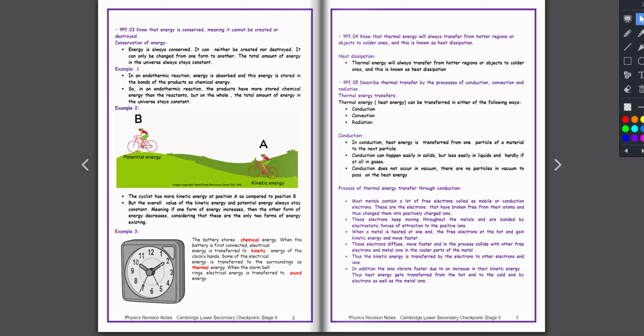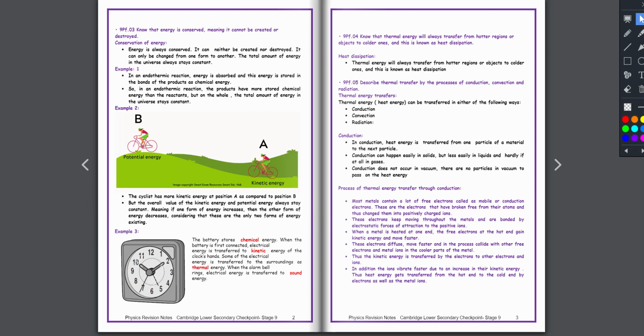So the first thing is energy is always conserved, which means it is preserved, but we always say conserved. It can neither be created nor destroyed. You can't create energy, you can't destroy energy. It is always conserved. Okay?